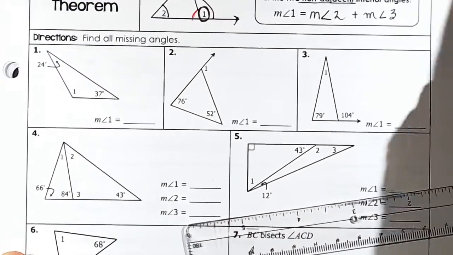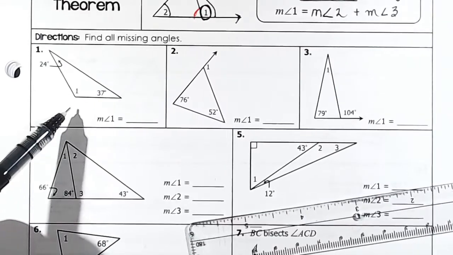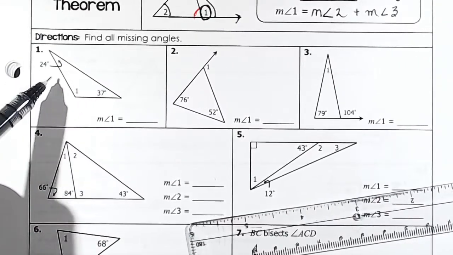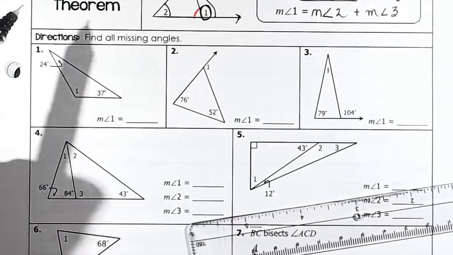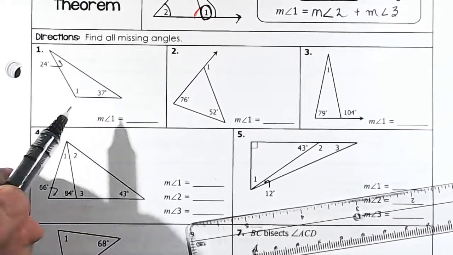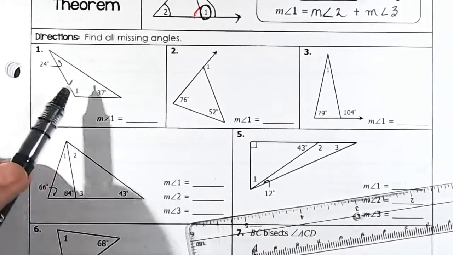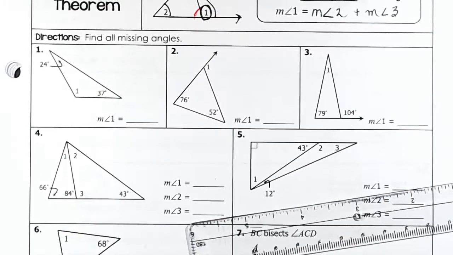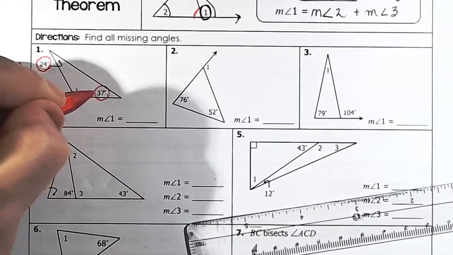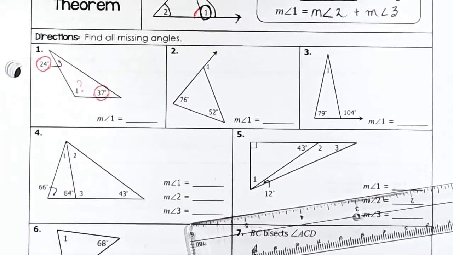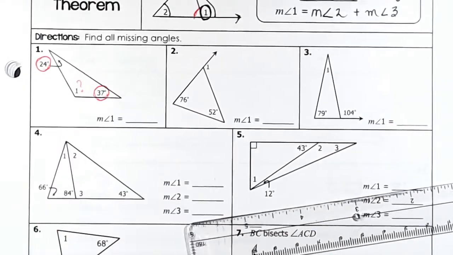Directions: find all missing angles. That was pretty straightforward. Let's see what they want. In number 1, the angle theorem that we're going to need is the first one, the Triangle Angle Sum Theorem. We remember that if you add up all the interior angles of a triangle, they have to add up to 180. Of course, like any math problem, there's something missing. They give us 2 of the angles, but angle 1 is missing. All you have to do is add these up and subtract that sum from 180.